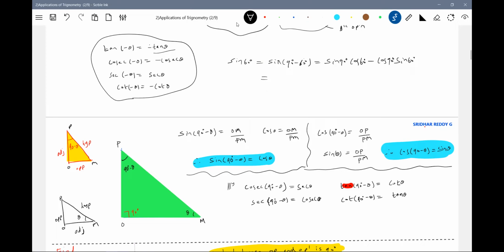What is the value of this? Let's simplify. Sine 90 is 1, cos 60 is 1 by 2. Cos 90 is 0, sine 60 is root 3 by 2. The value of this is 1 by 2. Cos 30 degrees, we'll see what we get. Cos 30 degrees directly, also cos 60 degrees will be sine 60.